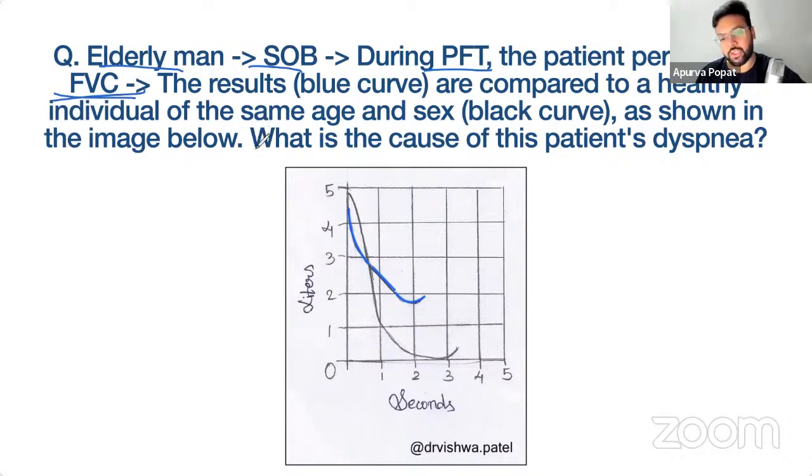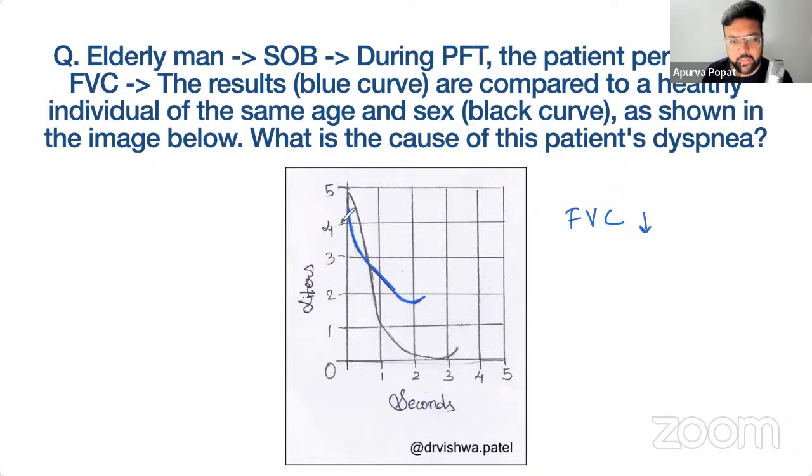This is what the graph shows. This is the normal PFT, the black one, and they are asking what happened to the blue patient. What's your diagnosis? Restrictive lung disease. Wow, how did you guys know? The capacity decreases. Okay, which capacity? Forced vital capacity? Yes, forced vital capacity has decreased.